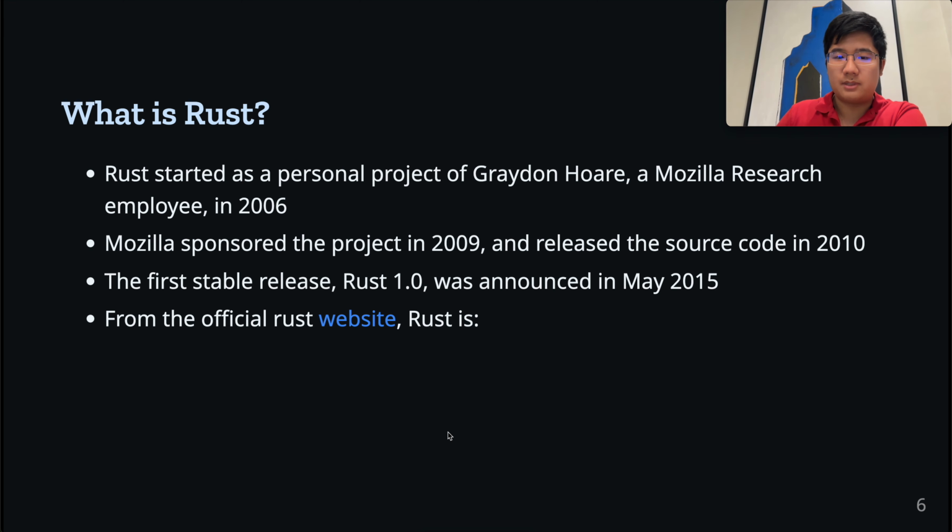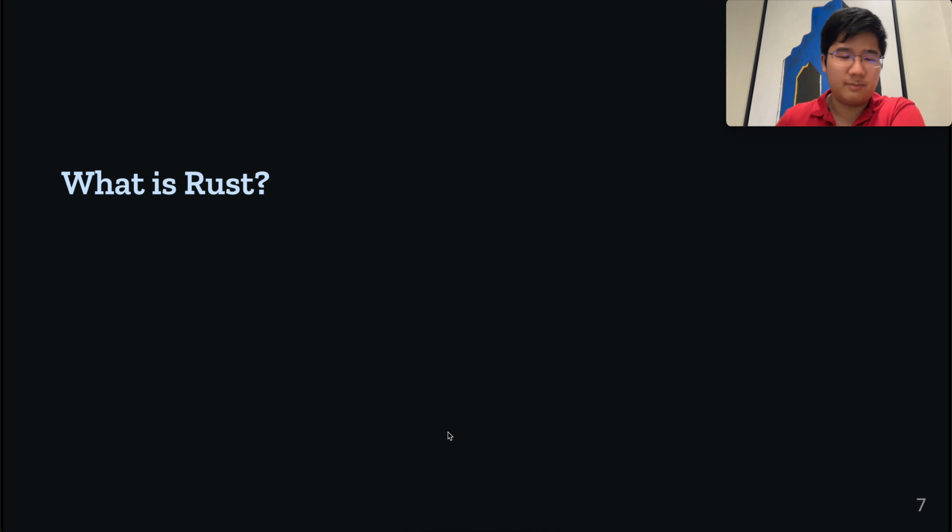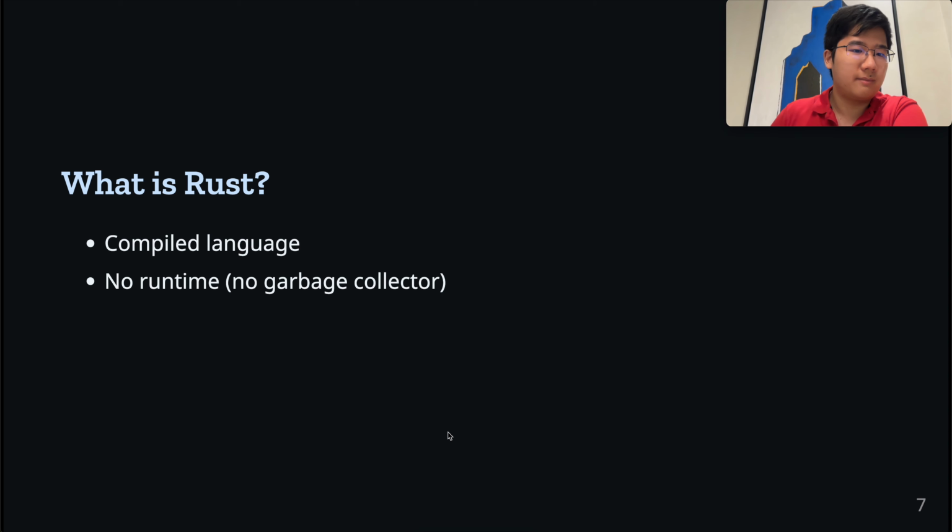From the official Rust website, Rust is 3 things: fast, reliable, and productive. And we'll get into why they say this and why it really is true and important to say that Rust is these things. So okay, let's zoom in a bit. So what is Rust at a more technical level? Rust is a compiled language, so similar to C or C++, where we compile it to machine code. Technically, that's not entirely true. We compile it to LLVM, and then that compiles to machine code, but that's besides the point.